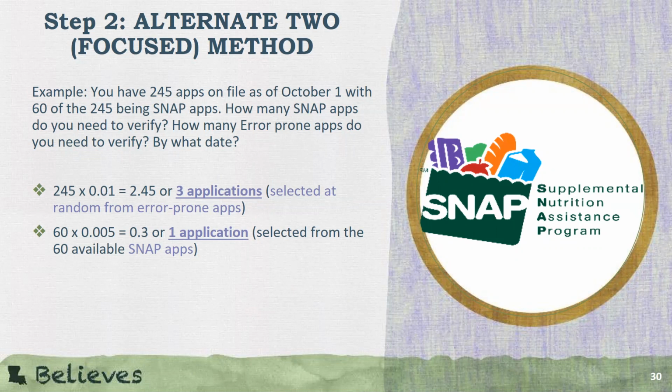In this example, we will verify a total of 4 applications, 3 selected at random from error-prone and 1 selected at random from SNAP applications.